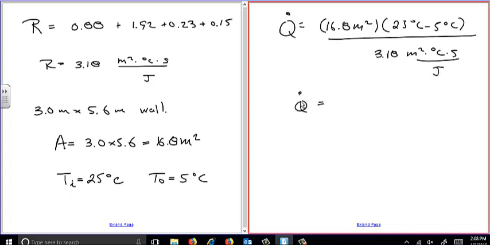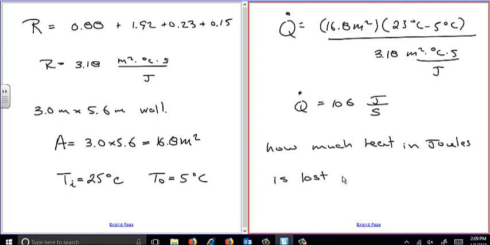Let me just multiply those together. 16.8 times 20, since 25 minus 5 is 20, divided by 3.18, gives me 106 joules per second, because that's energy per unit second. Now, if I said how much heat in joules is lost in 6.3 hours?